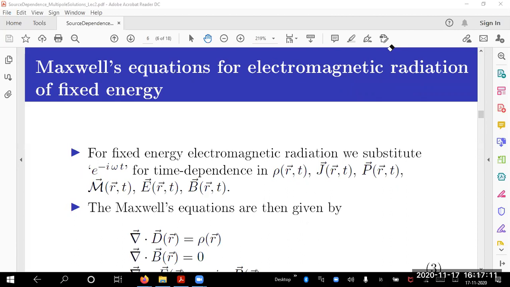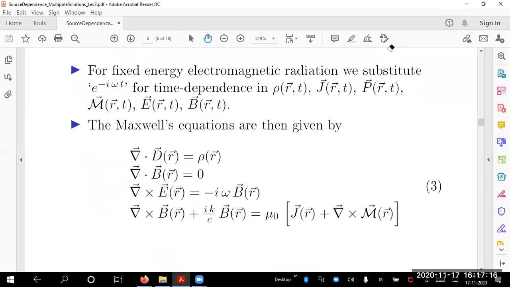Then basically I have Maxwell's equations. We can simplify them, is what I told you. When I simplify, I had asked you to derive this equation in the last class. Have you done it?